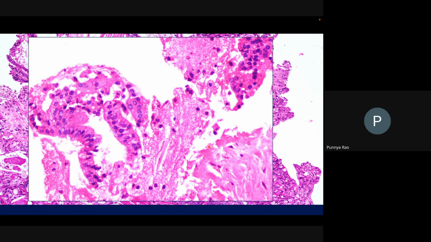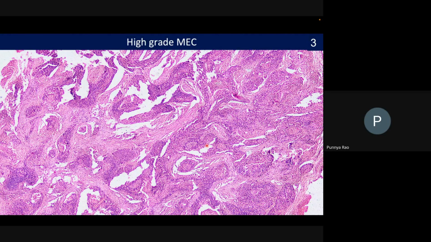If it is found throughout, in most areas, more than 70%, we call it an oncocytic variant of mucoepidermoid carcinoma. So this was a high grade, that was intermediate grade. Then we go to the high grade variants. High grade variants are predominantly solid.